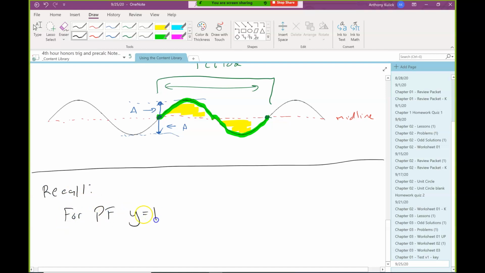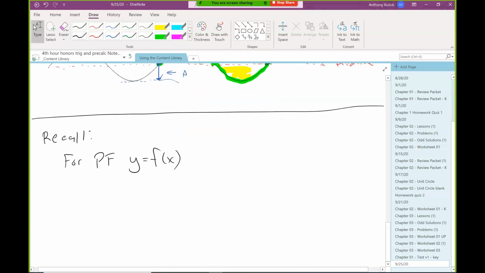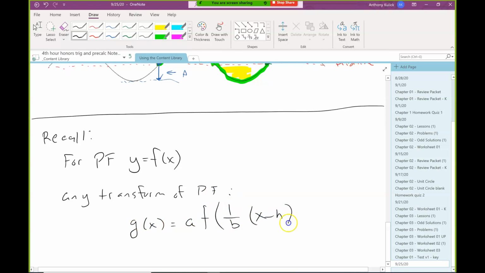So we mentioned in the last chapter, if we have some parent function f of x, any transformation of the parent function can be written as g of x equals a times f of 1 over b x minus h plus k.